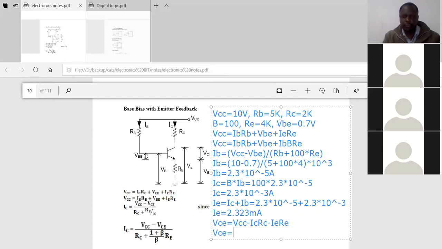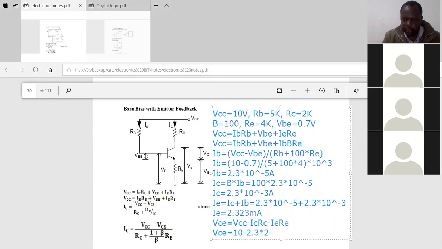So VC will be VCC minus ICRC minus IERE, and that should be equivalent to... ICRC. If you take your IC is this one, 2.3 times RC is 2K, so 2, and you realize they will cancel out. Actually, when you do it this way, they cancel out.